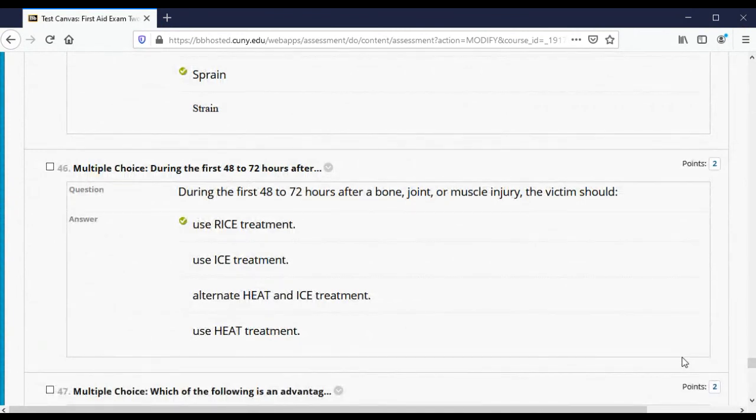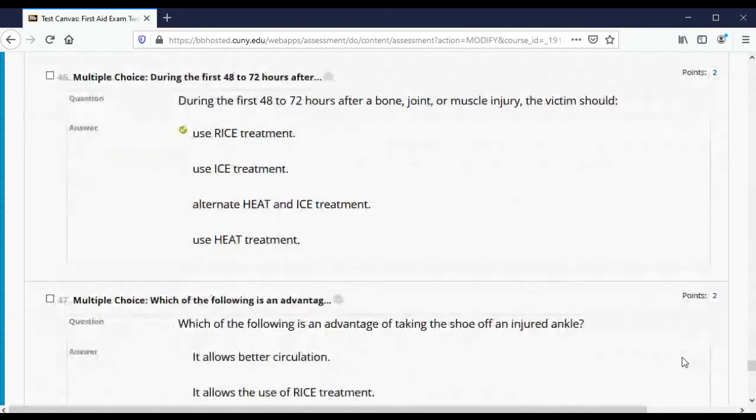During the first 48 to 72 hours after a bone, joint, or muscle injury, the victim should use RICE treatment. Rest, ice, compression, elevation. Ice treatment is good too, but not as specific. Alternate heat and ice treatment? Usually for the first 48 to 72 hours, ice or cold therapy more than heat. During that initial phase, putting hot compresses on an injury like a sprained ankle can actually increase swelling and increase inflammation.